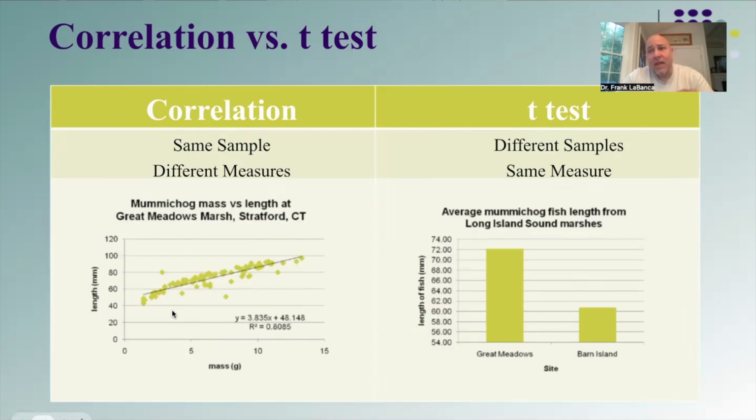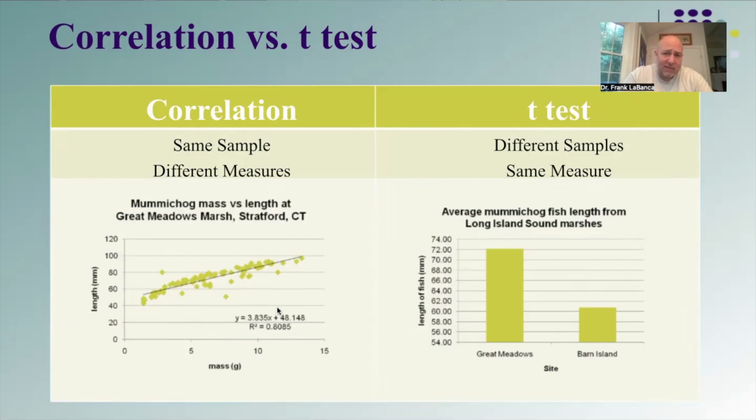Same fish, though, right? I took the mass of fish A and I took the length of fish A. And I took the mass of fish B and the length of fish B. And I did that over and over again to get my data samples. The same sample, I'm calling it the same sample because they came from the same location.